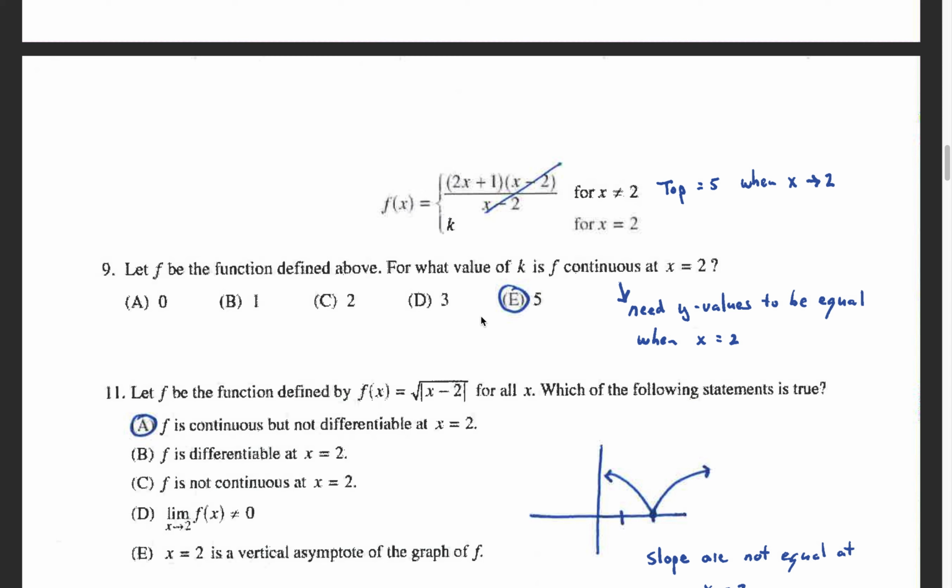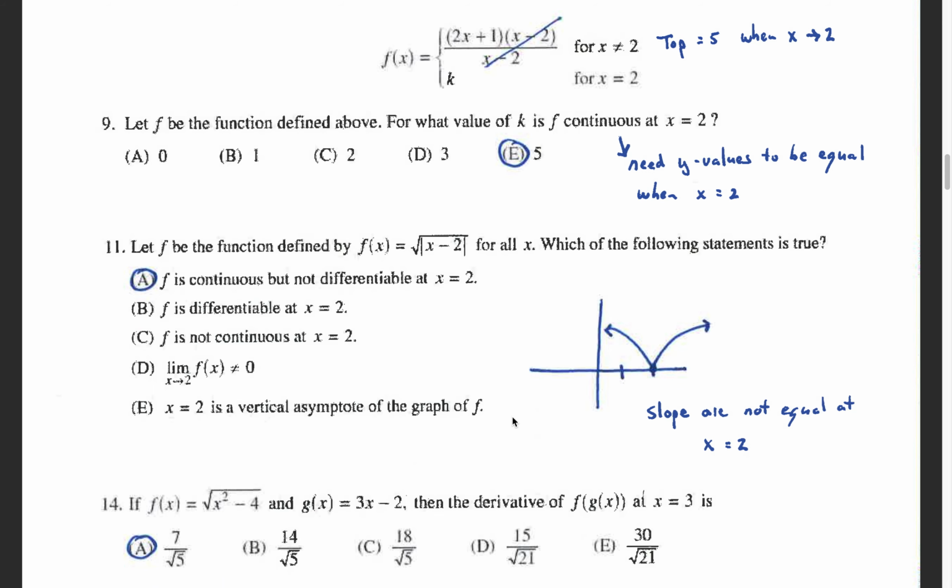I want it to be continuous, meaning I need this limit as x approaches 2 to be equal to k. So if I just find the limit here, I can just make k that same thing, and then my limit will equal my function. And I know that the limit of the top is 5 when I let x equal 2, so then I just need k to be 5. Then it'll be nice and connected.